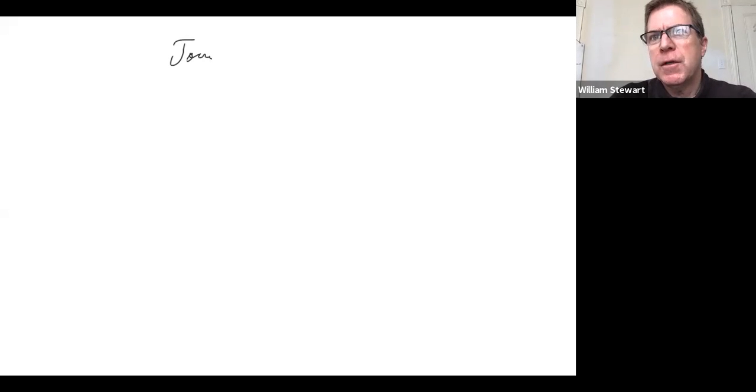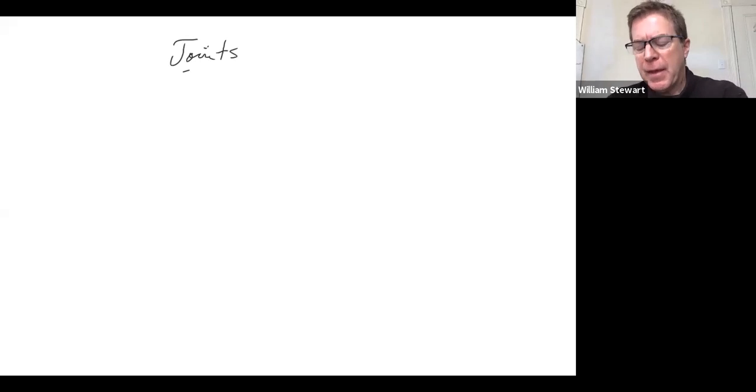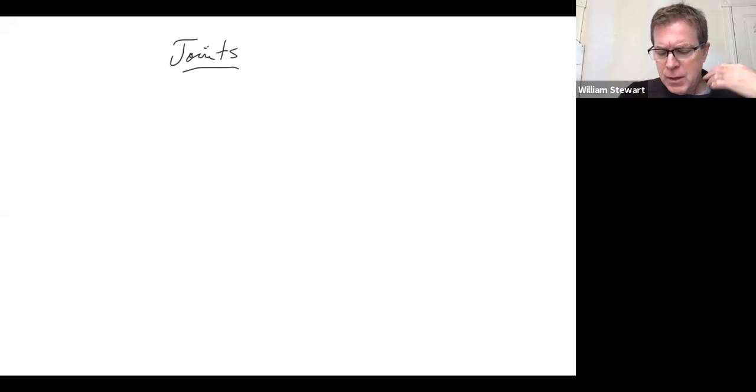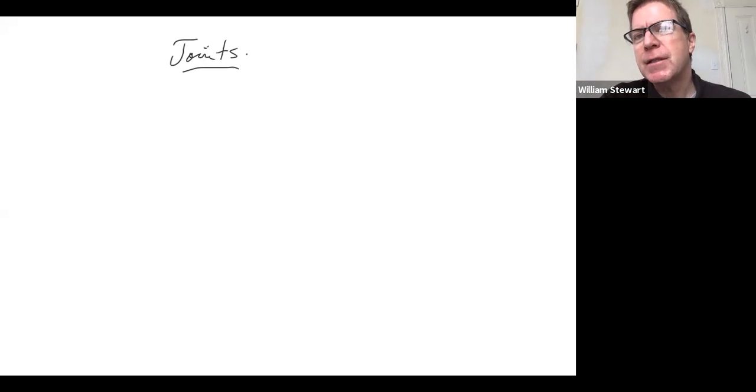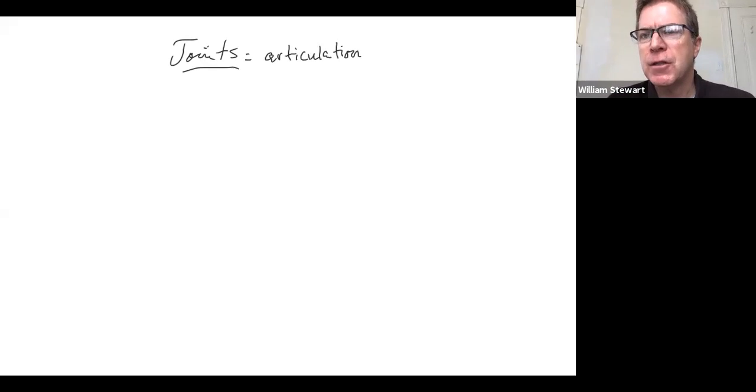I'm just going to write joints. This whole chapter is about that. So you and I say the word joint. Scientifically, we use the term articulation. So a joint is an articulation. That just means a functional connection point between two bones is what we're talking about.